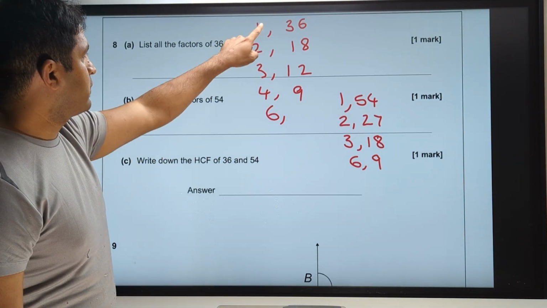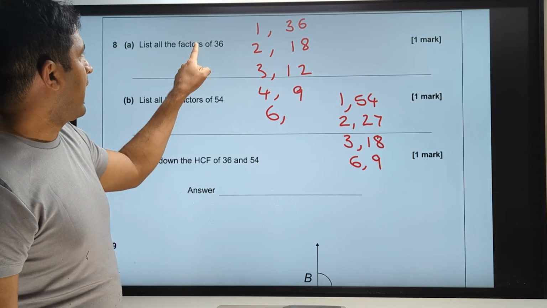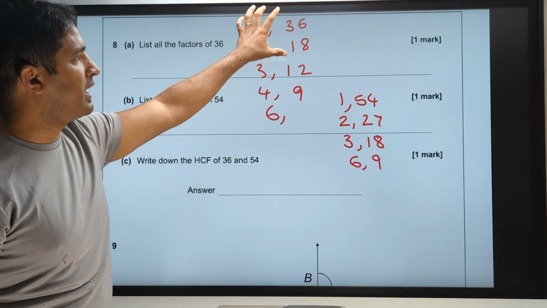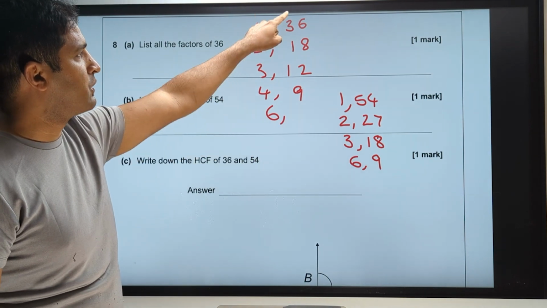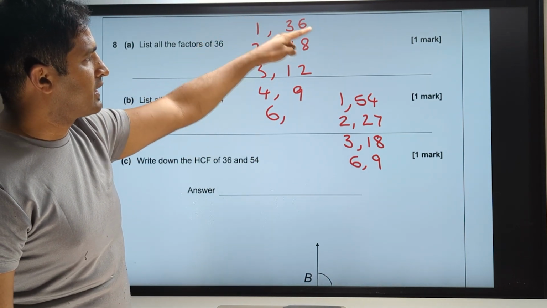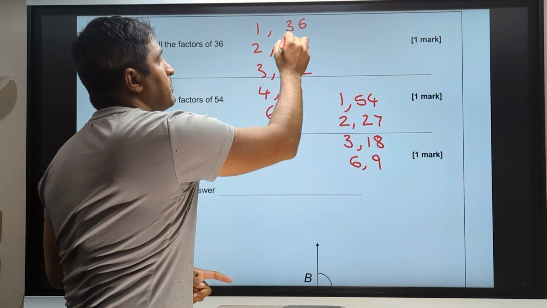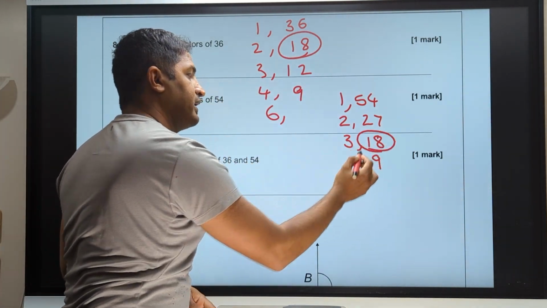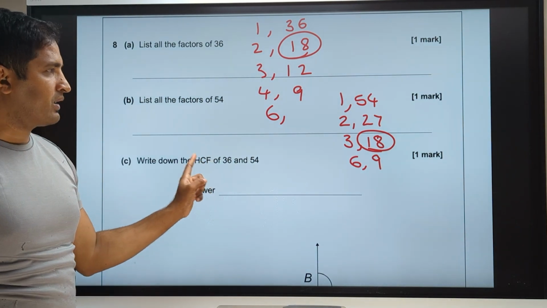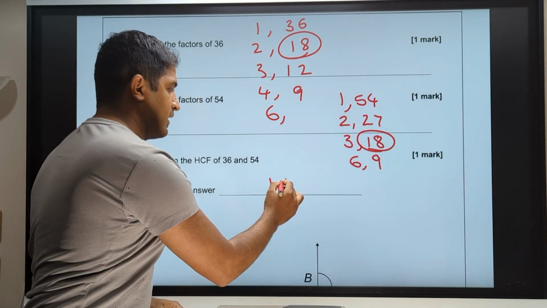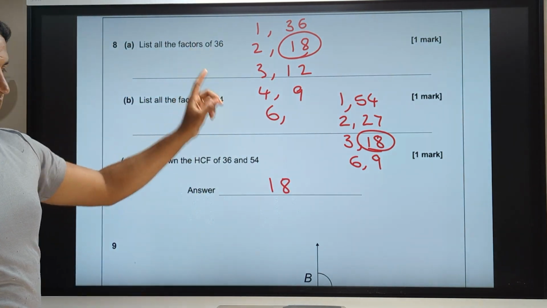Now we've got the factors of 54 and factors of 36. It says write down the highest common factor. The biggest number that is a common factor between those. So I'm going to start with 36. No, 36, 18. Yes, 18 is there in both of those. So 18 is the biggest number that's a common factor, the biggest factor that's common in both of those. And that's why the highest common factor of those two numbers is 18.